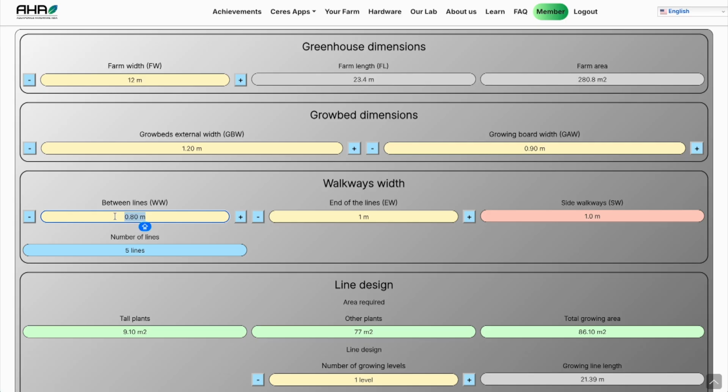Since we want access for disabled people, we will design the farm with 1.2 meter wide walkways. We will also have 1.2 between the end of the lines and the greenhouse wall. Ceres confirms the walkways between the sides of the grow bed and the greenhouse walls are 1.2 meters wide. We will have space for 4 lines.